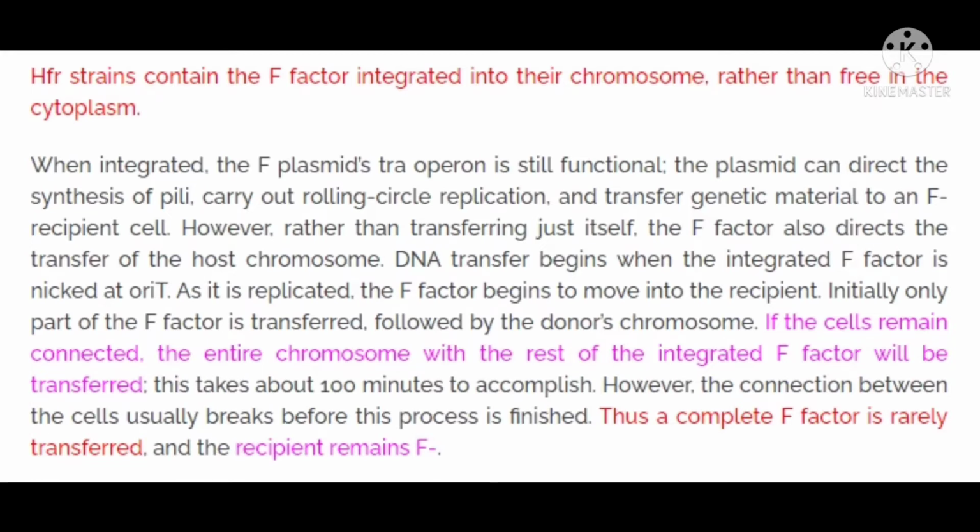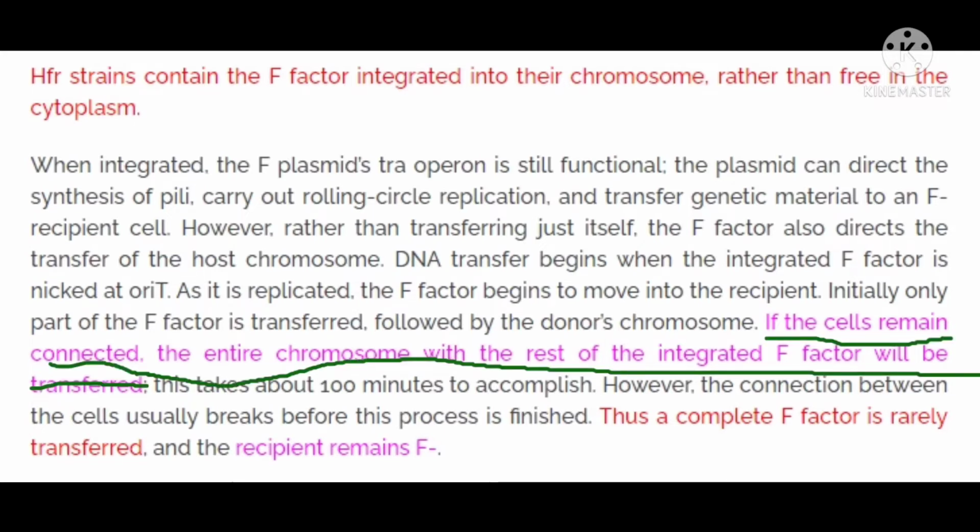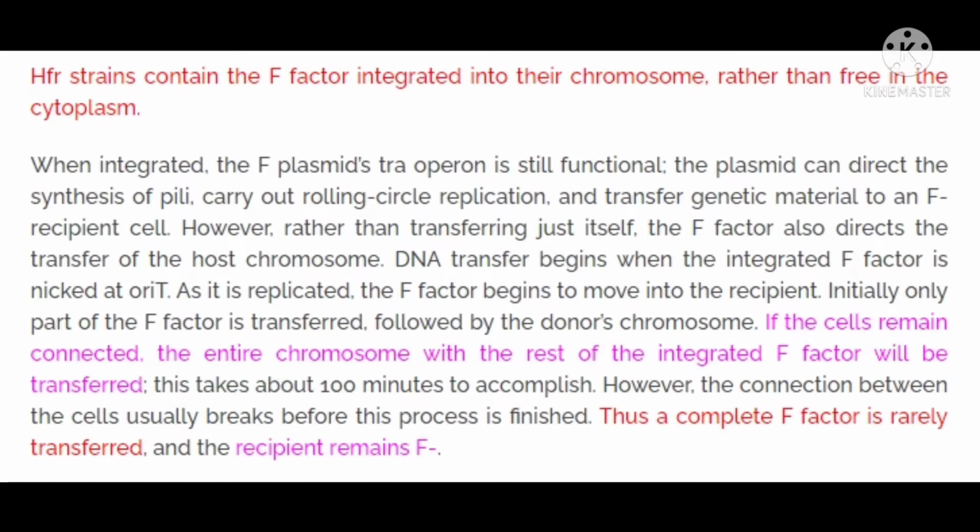Then after transferring a part of this F factor, it is followed by the transfer of the donor chromosome, or bacterial main chromosome, to which this plasmid is integrated. So if the cells remain connected, the entire chromosome with the rest of the integrated factor will be transferred into the F minus cell. This complete transfer takes about 100 minutes to accomplish.